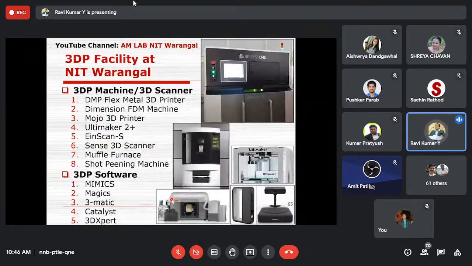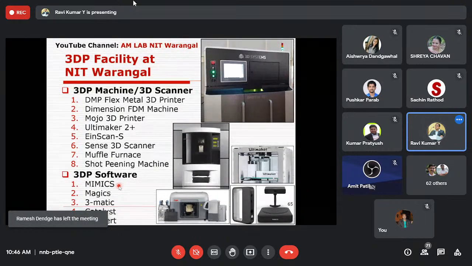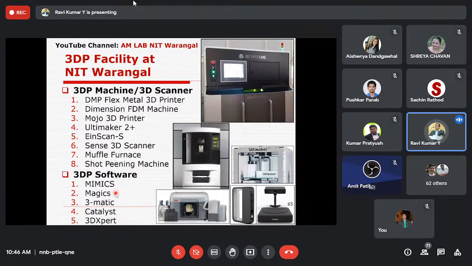And of course, these are some of the facilities we have. We have a metal 3D printer, a couple of polymer-based printers, and desktop printers like Ultimaker, scanners for scanning, a muffle furnace, and shot peening for post-processing. We also have dedicated software: Mimics, as we discussed, for medical image processing; Magics for preparing the STL files and, to some extent, designing products; 3-matic for customized implant design; and Simufact for simulation of the metal 3D printing process. These are the software dedicated to 3D printing at our facility.